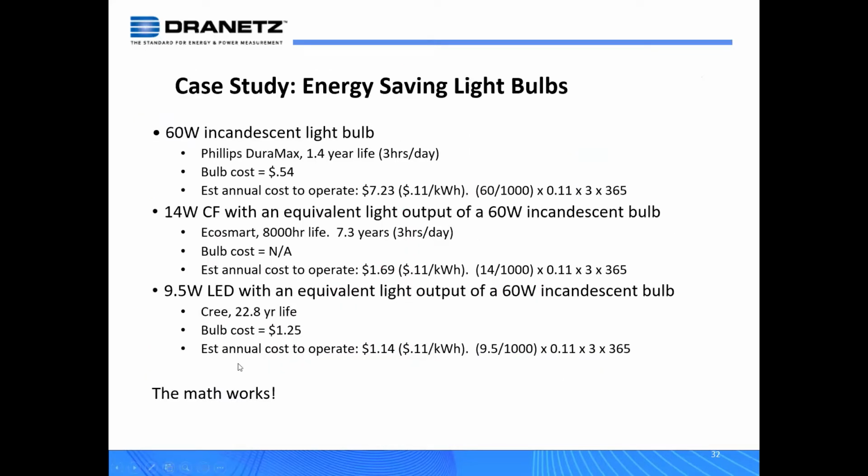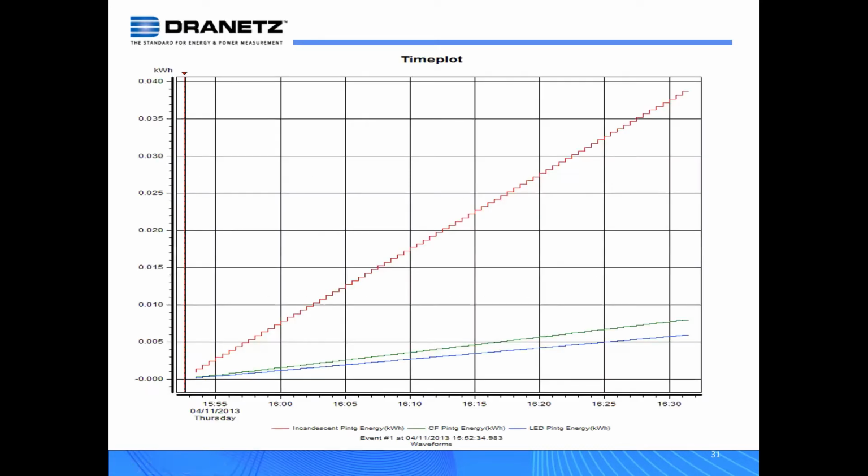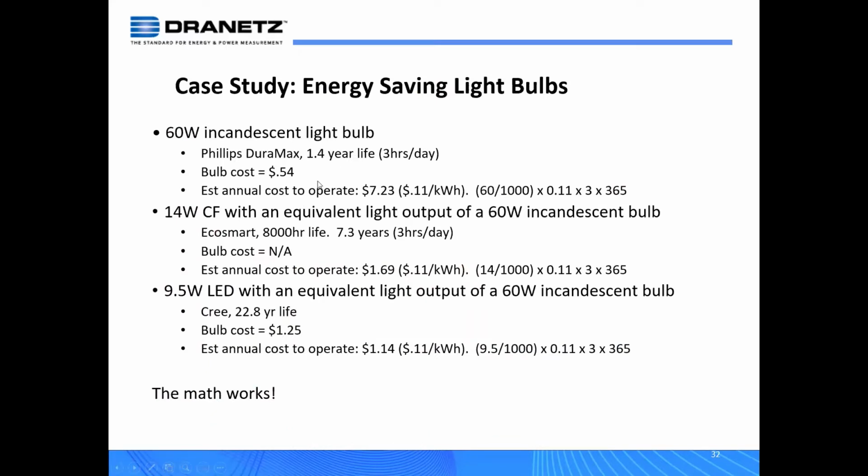Okay, so let's put that into real dollars, and you could see a 60-watt light bulb. It happened to be a Philips Duramax. These are just some details. The bulb cost was about 50 cents. You've got to kind of ignore these numbers because things change a little bit. So the estimated annual cost to operate was $7.23. That's the Energy Star reading.